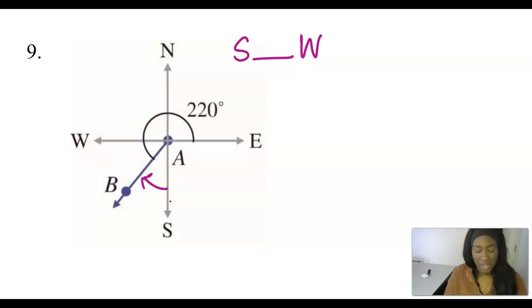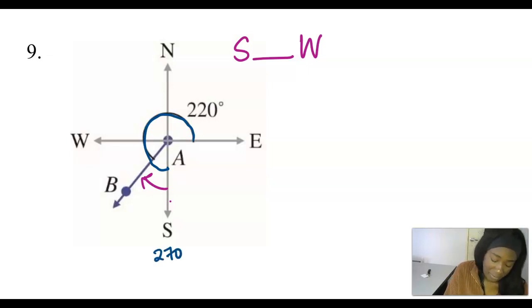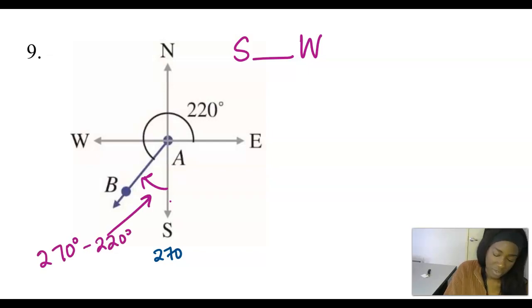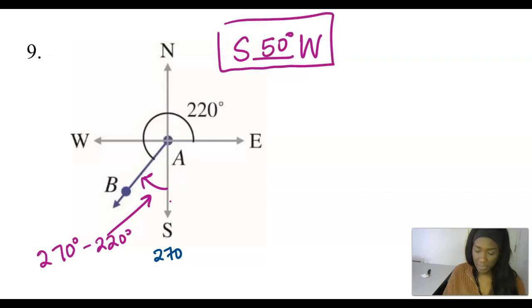So to figure out what that degree is, well, we know that if we had gone all the way around, that would have been down at 270. But I want to take off the 220 that it has already traveled. So this space here is 270 minus 220 to give us that this is a south 50 degree west bearing.